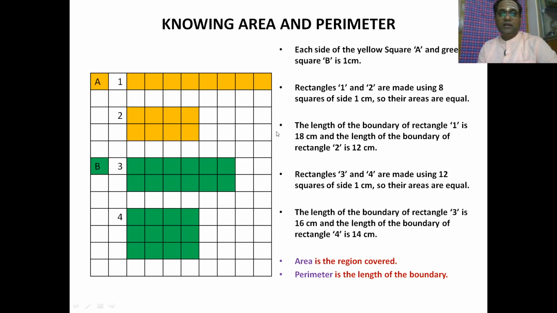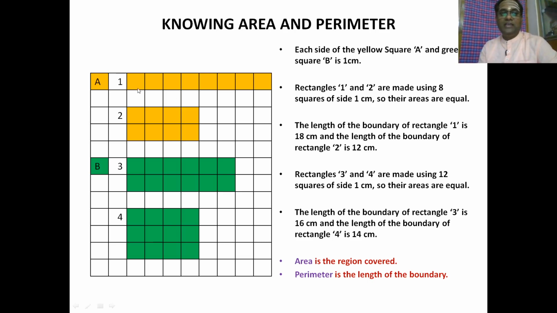As you know, here this is a grid which is made up of 1 centimeter squares. So each square here is of 1 centimeter. The side of each square here is 1 centimeter. Now you can see this square A, the sides here are 1 centimeter, 1 centimeter, 1 centimeter and 1 centimeter. Here again this green square B, the sides are 1 centimeter each.